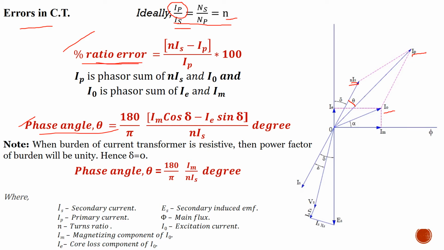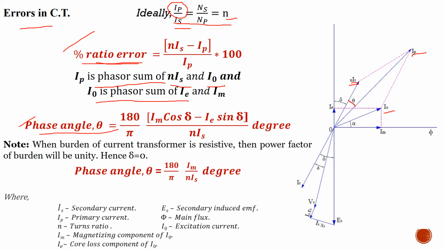Ratio error is also called current error. It is defined as the difference between the nominal ratio and transformation ratio. IP is the phasor sum of the reflected secondary winding current and the excitation current. In the same way, excitation current is the phasor sum of its two components, that is core loss component and magnetizing component.